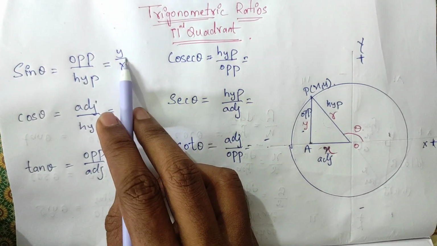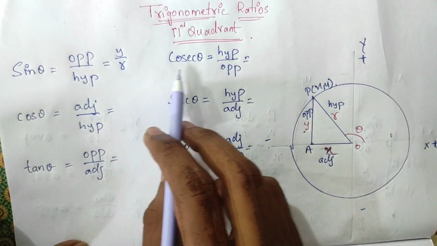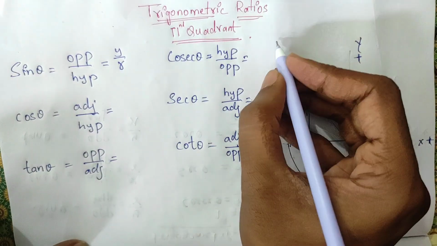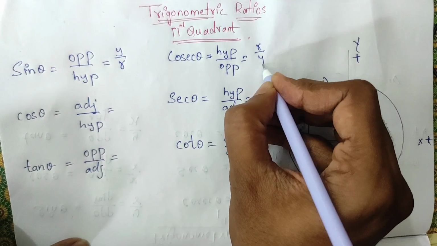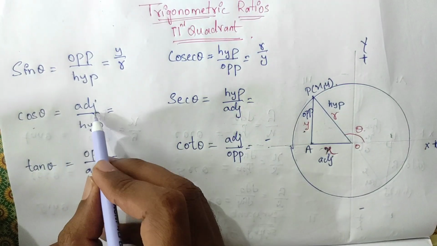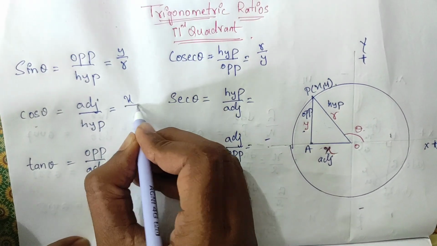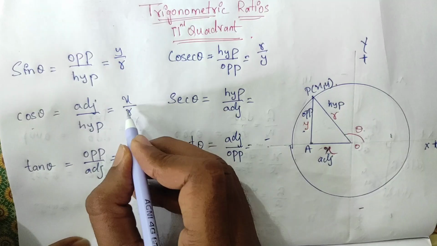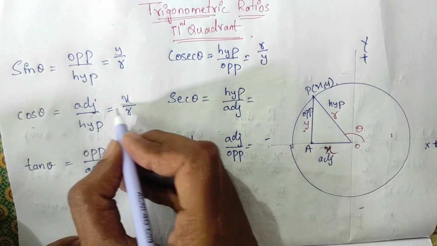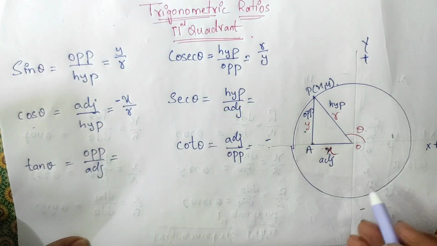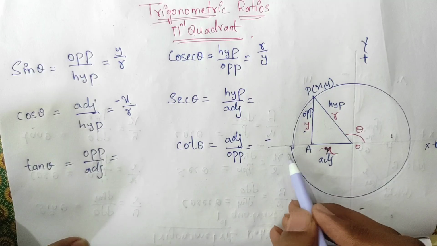Okay, here there is no x, is there? So sin theta is equal to y by r, and the reciprocal of sin is cosec, so I can write directly r by y. Now similarly cos theta is the ratio of adjacent by hypotenuse. So what is the adjacent side here? X, and hypotenuse is r, and we know x is negative in the second quadrant, so I am writing negative. Why negative? We know that x is negative in the second quadrant.